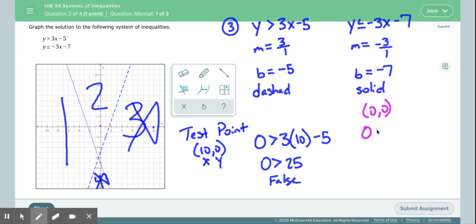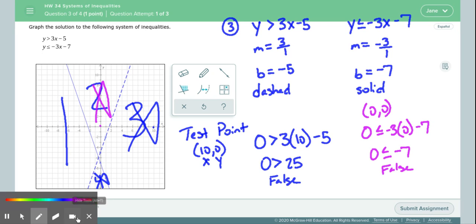I replace my y with 0: 0 is less than or equal to negative 3, I replace x with 0, and then minus 7. So 0 is less than or equal to negative 3 times 0, which is 0, minus 7 is negative 7. This is saying that negative 7 is larger than 0, which is false. So because this is false, region 2, where 0, 0 lies, is not a solution. It's not where my solutions lie.